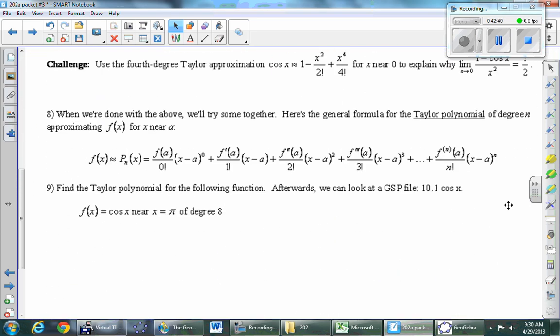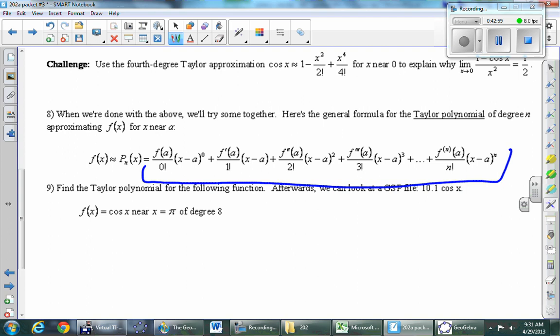Okay, so let's talk about what's happening here in general. I'm now down to number 8. It has the Taylor polynomial formula for a general function f. Instead of dealing specifically with e to the 2x, now it's a generic function, any old function f. And right here is the wonderful formula for the nth degree Taylor polynomial.